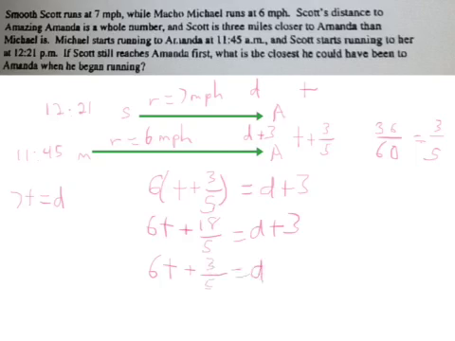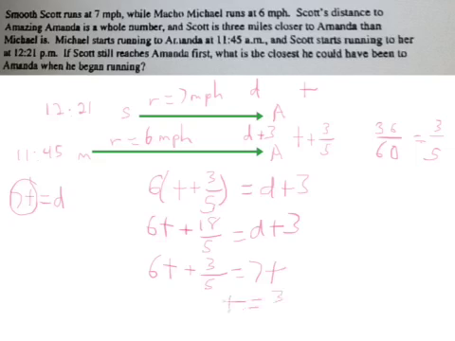So now I have two equations, both solved for d. And anywhere I see a d, I can put 7t, because that was our first equation. So instead of d, in the second equation, I can put in 7t. So instead of 6t plus 3/5 equals d, I get 6t plus 3/5 equals 7t. So when I solve this for t, I'm going to get t equals 3 over 5.